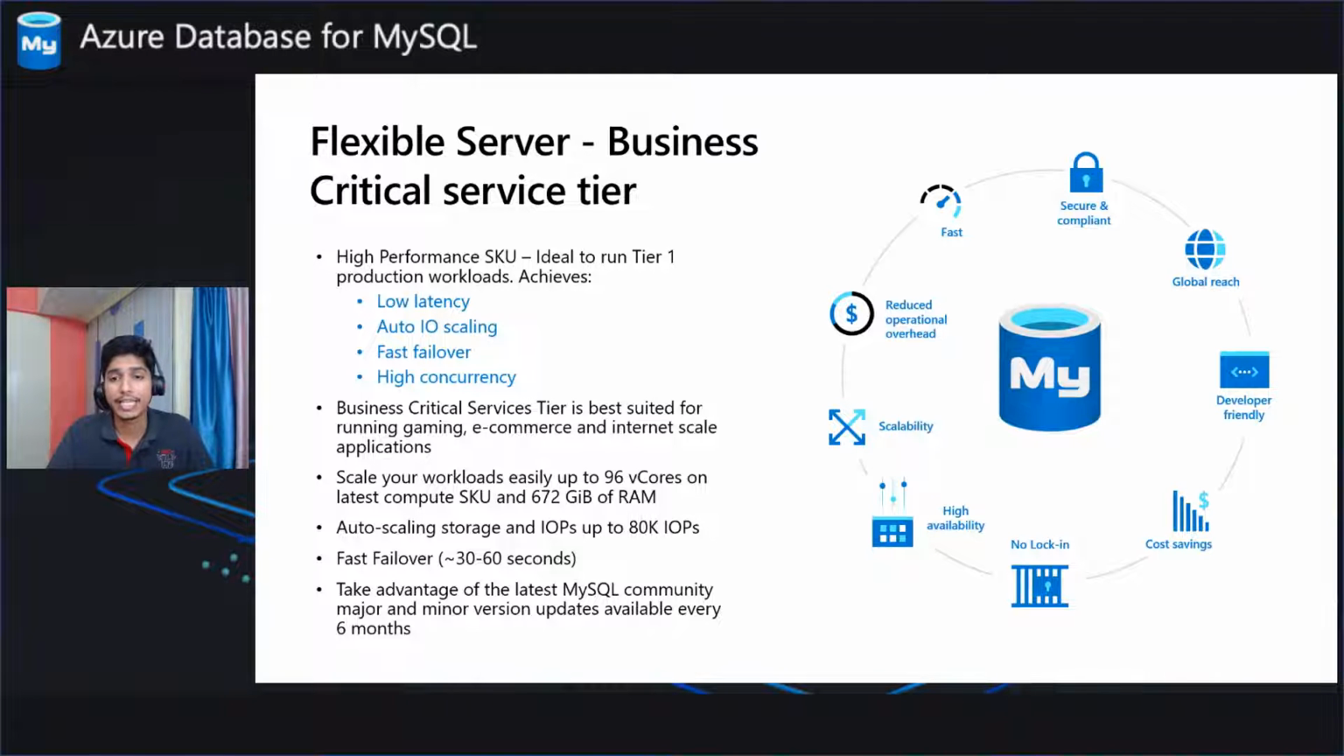It has auto IO scaling. It has a faster failover solution and high concurrency. You can scale your e-commerce, gaming application, or internet application on the go. The auto scaling storage and IOPS goes up to 80K, as I spoke about before. The failover time for your flexible server is 30 to 60 seconds in the business critical service tier.